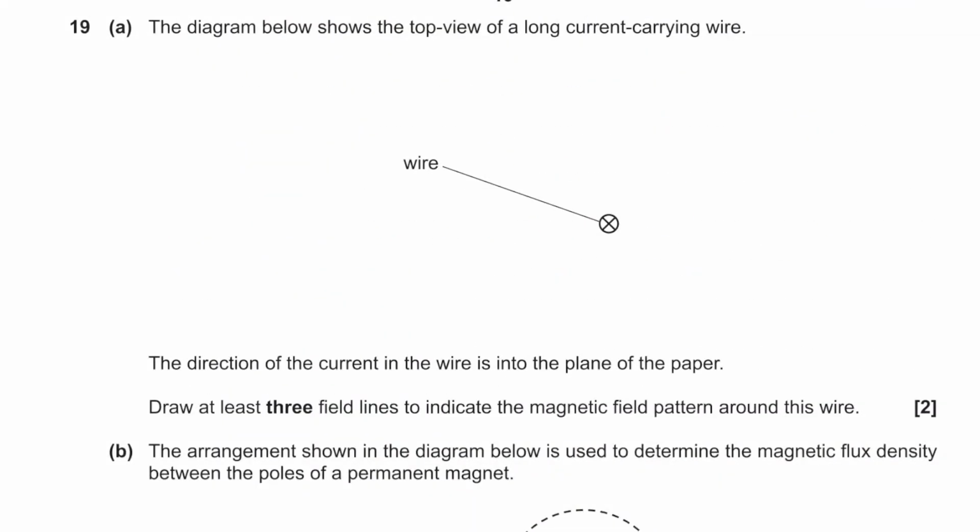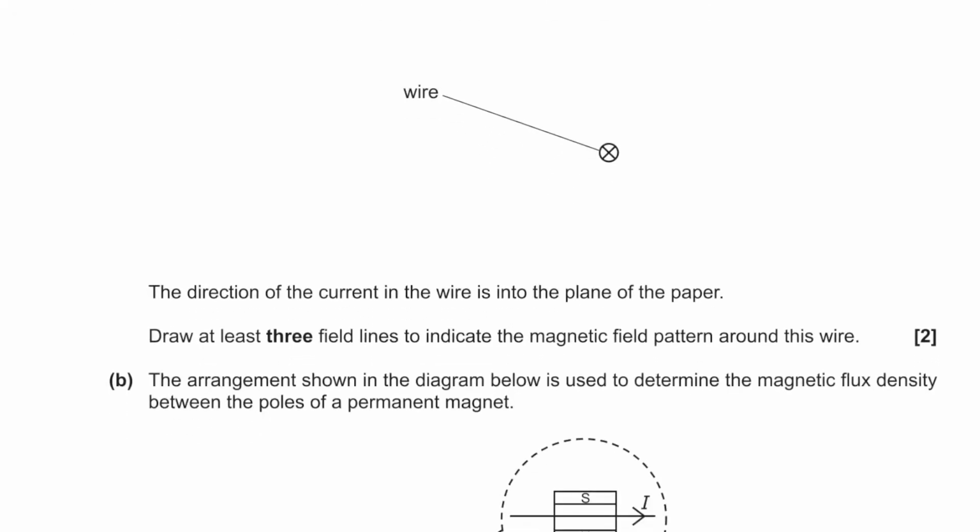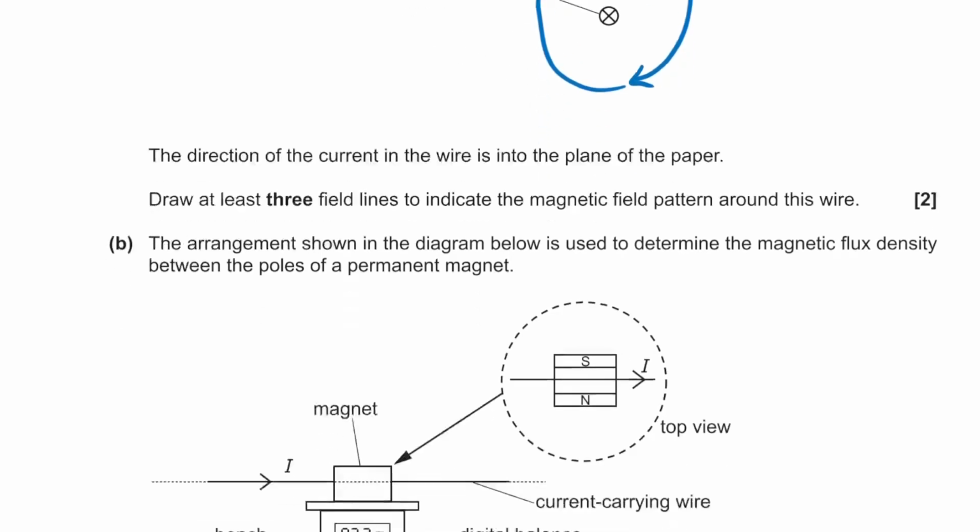19, we have a long current carrying wire. Fine. Oh, okay. We know that we're going to have... No, it's going down, isn't it? Yeah, that means that it's going downwards. Wrong way round. If you get your right hand and you point it downwards, that means your fingers are curling around like this. So it's going clockwise.